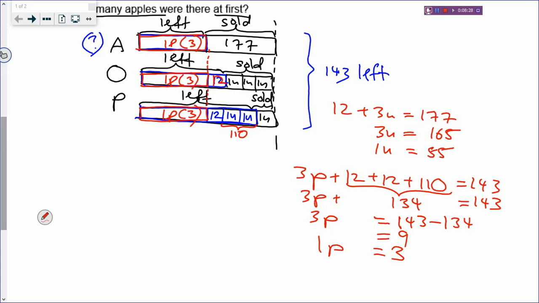Alright, so now can you solve the problem? How many apples were there at first? 177, and then you plus 3. Right? See, you have 177 apples that were sold, and then you plus 3 apples that were left, and that will give you 180 apples at first.